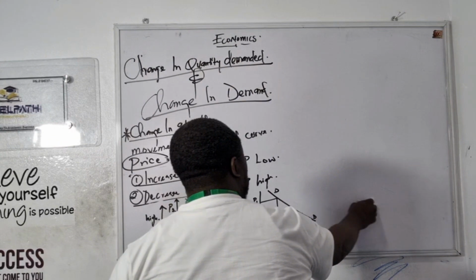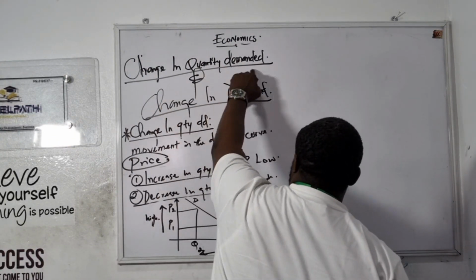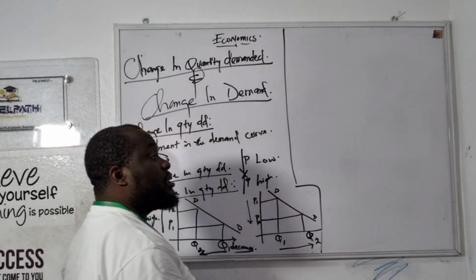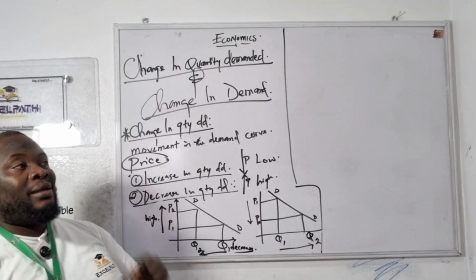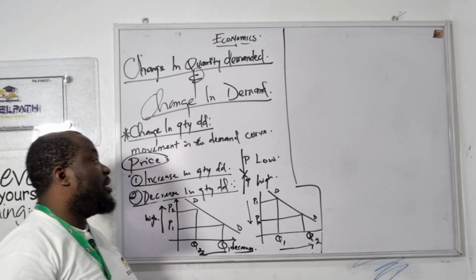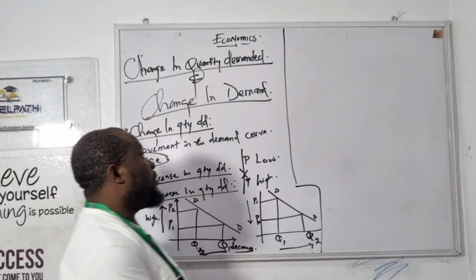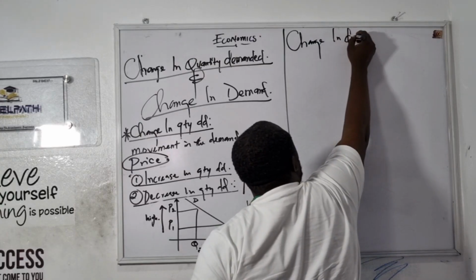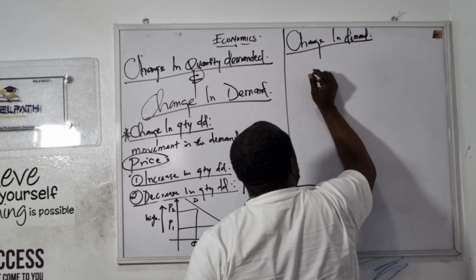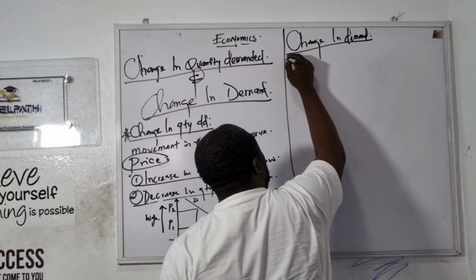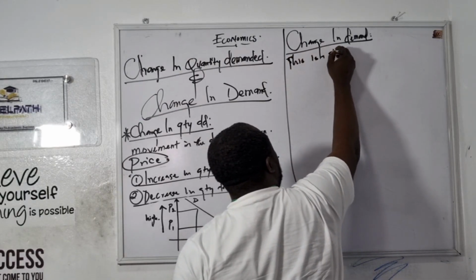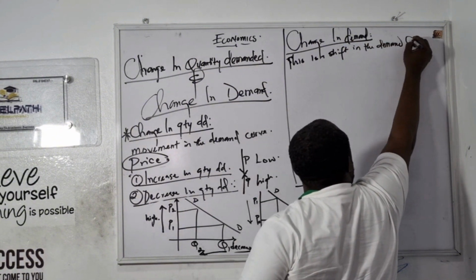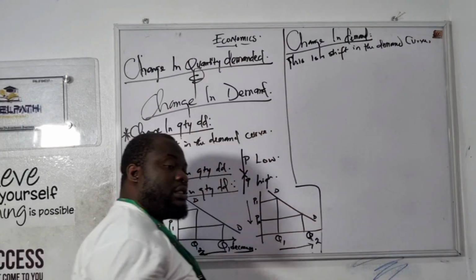So that is that regarding change in quantity demanded. And note, change in quantity demanded is affected by price alone. Change in quantity demanded is affected by what? Price alone. Now, the second one is change in demand. Now, this is a shift in the demand curve.